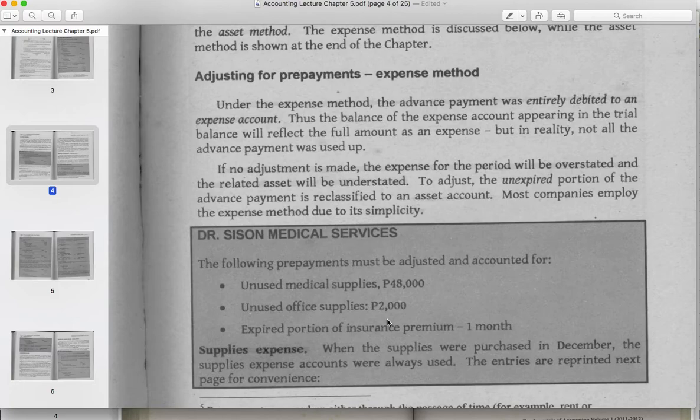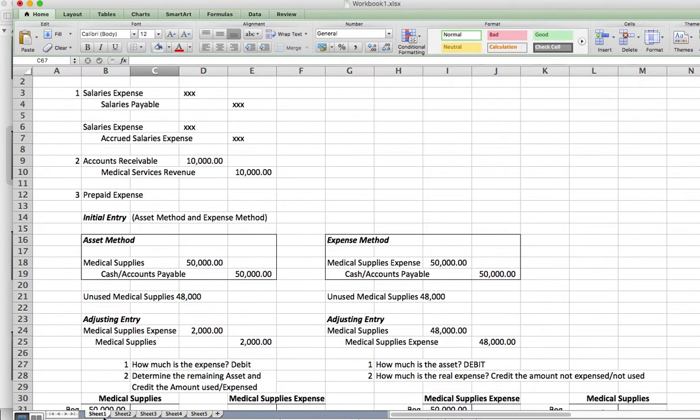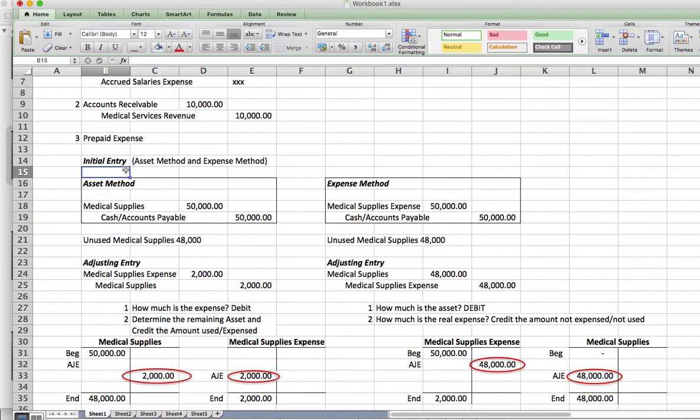A while ago, we have discussed that in expense method, the advance payment was entirely debited to an expense account. So, discuss natin dito. Pakita natin yung entry. Pag ang gamit natin ay expense method, the initial entry is... kopyahin ko yung ginawa natin kanina. Diba nag-discuss tayo? Ganito na lang pa, no?